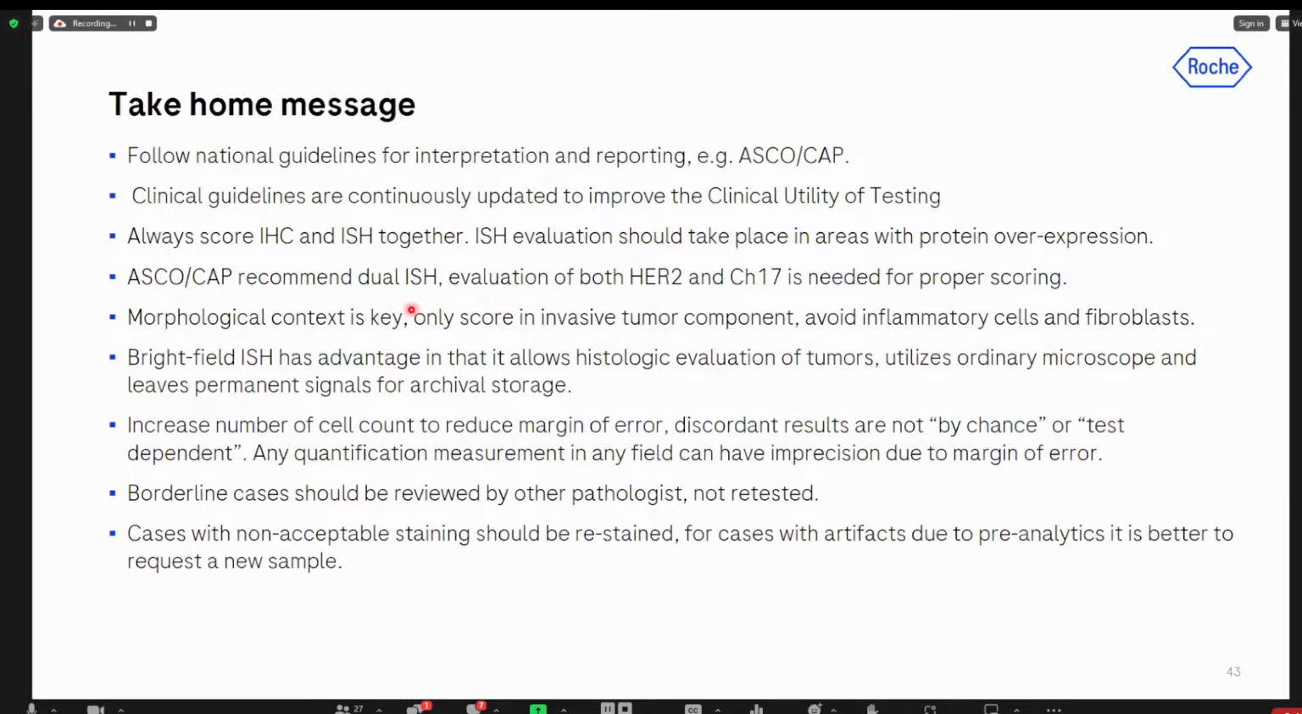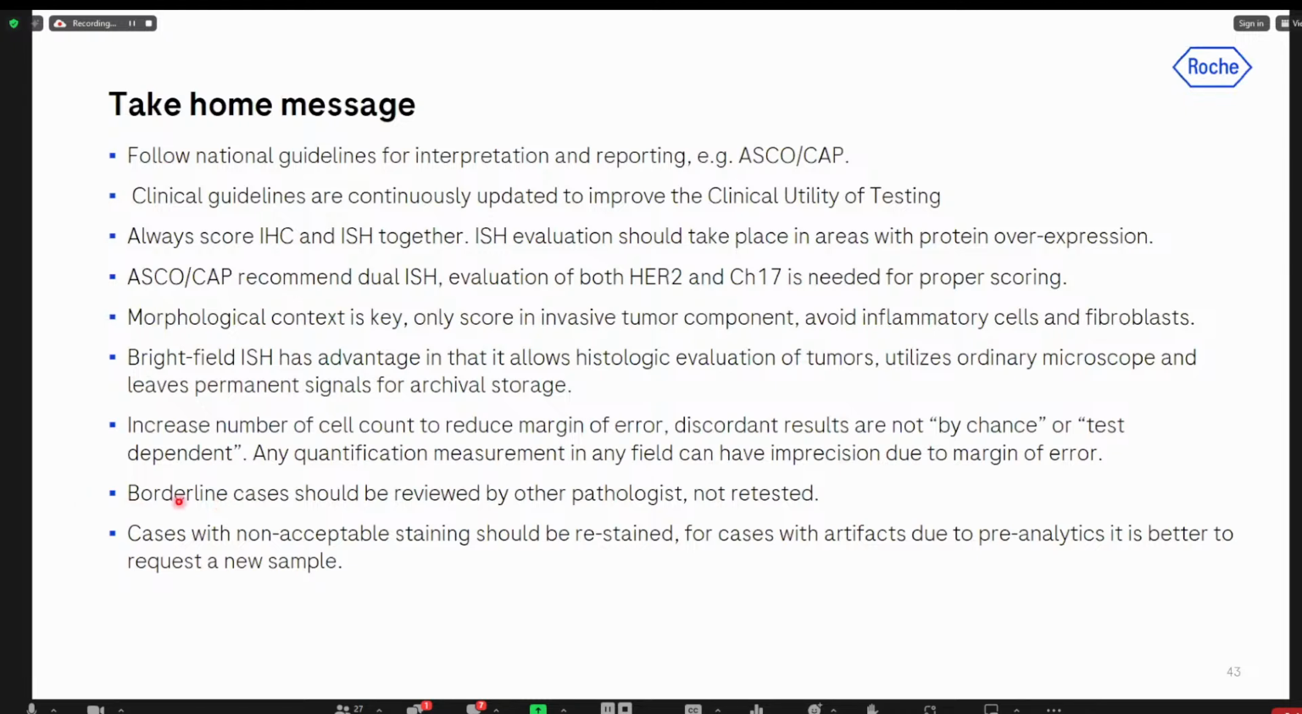Use the dual ISH so that you have chromosome 17 and the HER2 gene on the same slide. That really eases the evaluation and is needed for proper scoring. And morphological context is key, because you need to go to the invasive tumor component. You need to avoid inflammatory cells and fibroblasts and in situ components as well.